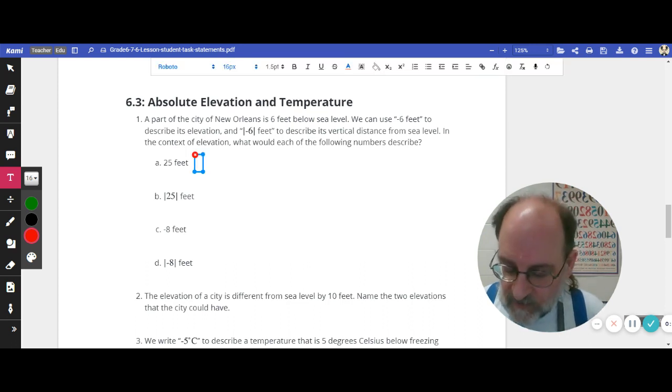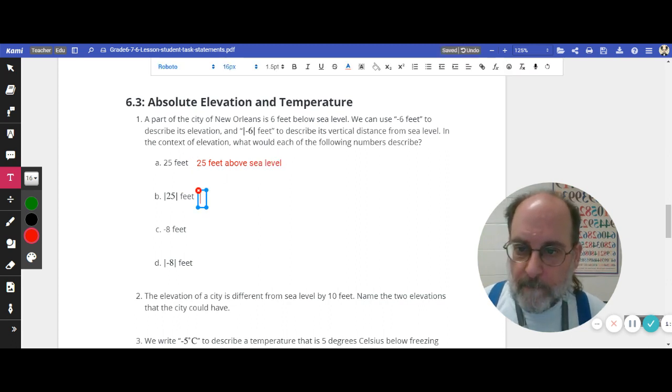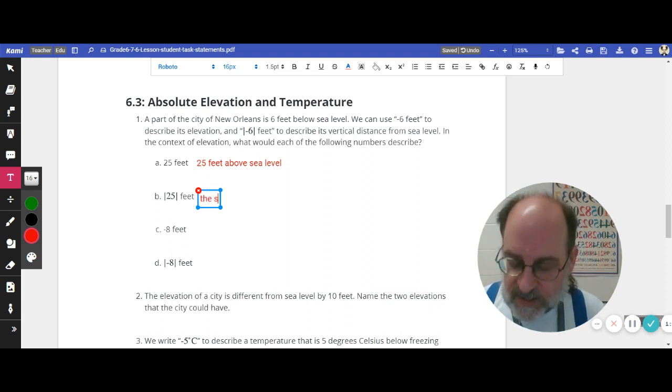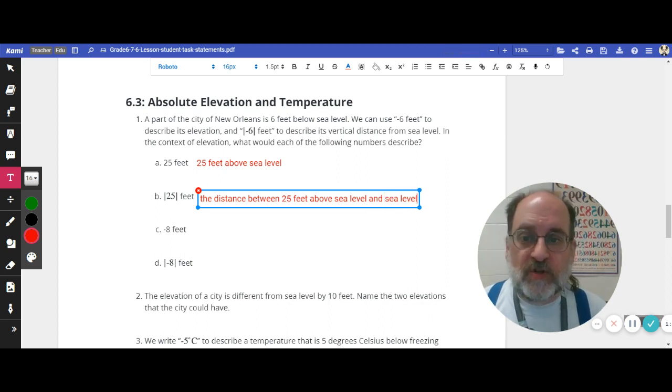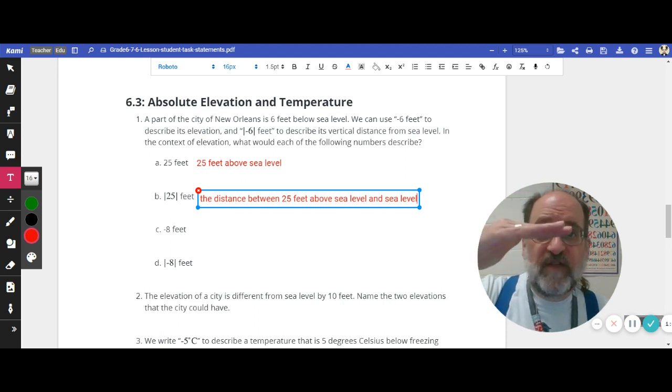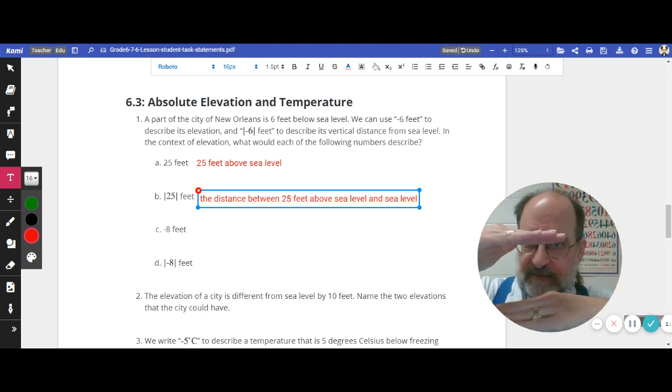So when you see positive 25 feet, that is 25 feet above sea level. But when you see the absolute value, we have to talk about distance. So this is the distance between 25 feet above sea level and sea level. So we're talking about the distance between being 25 feet above sea level and where sea level is.